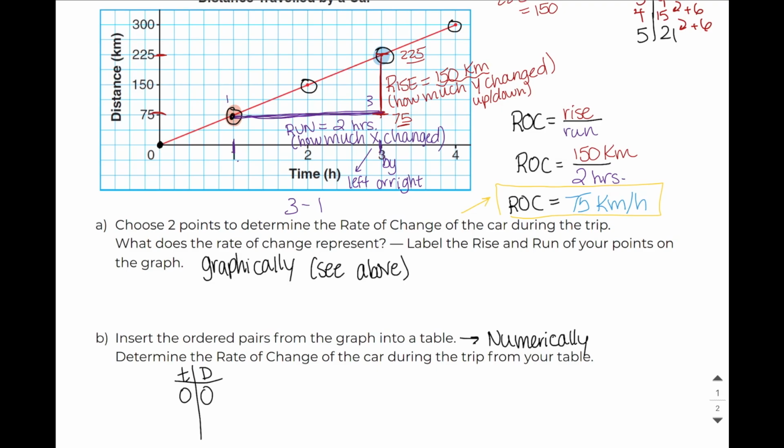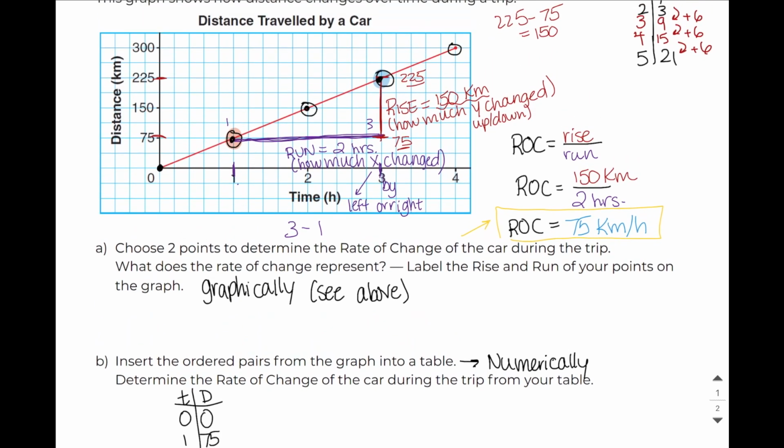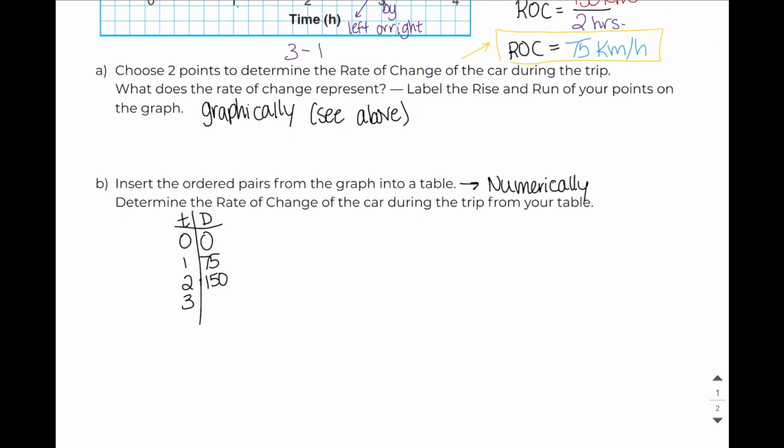We know that we have the point 1, 75. We also know that we have the point 2, 150. We also have the point 3, 225. And we also have this point right here, which is 4, 300.